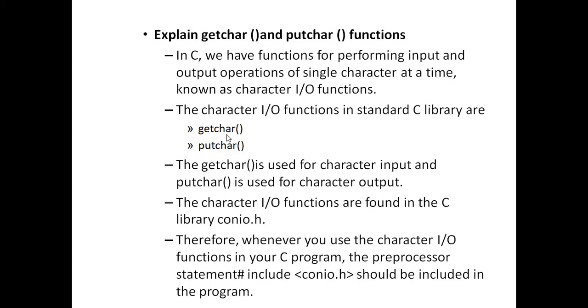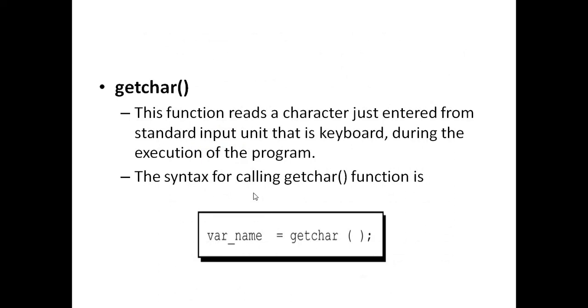Okay, conio supports getchar, putchar, and stdio supports printf, scanf functions. If you observe here, this is about the getchar function. This function reads a character just entered from the standard input device, that is the keyboard, during execution of the program. This is the syntax: variable name is equal to getchar open bracket and close bracket and ends with a semicolon. Whatever value you give from the keyboard is assigned to the variable name.